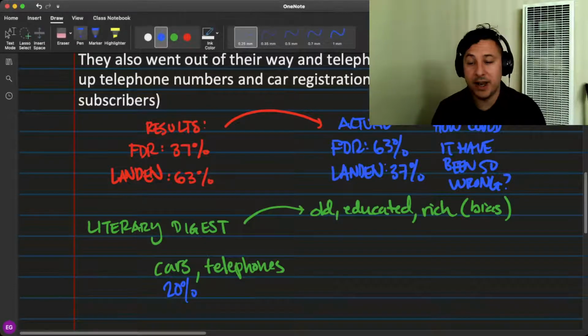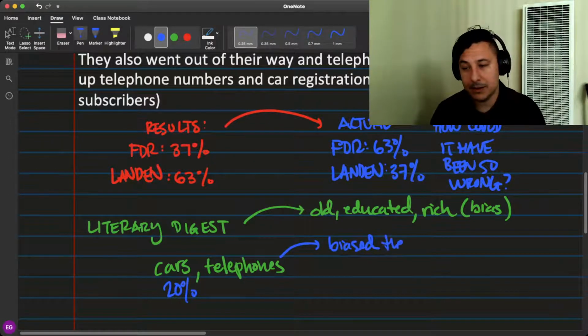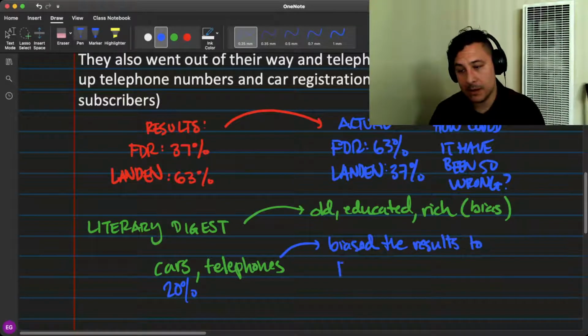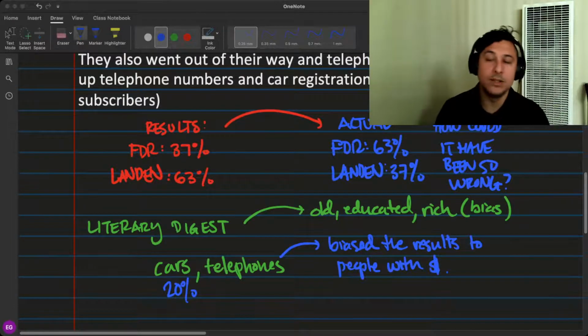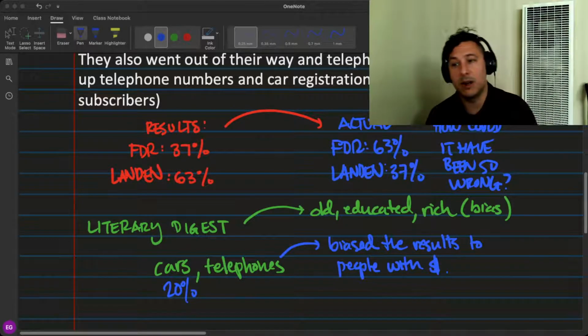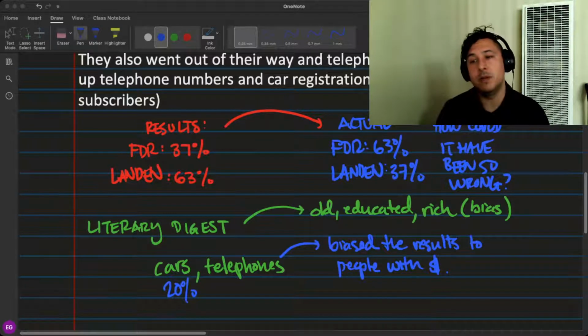Likewise, most people didn't have phones. So again, this didn't really help. This biased the results to people with money. Because it was only people with money that could afford to own a phone. It was only people with money who could afford to own a car. And it was generally people with money who subscribed to Literary Digest.